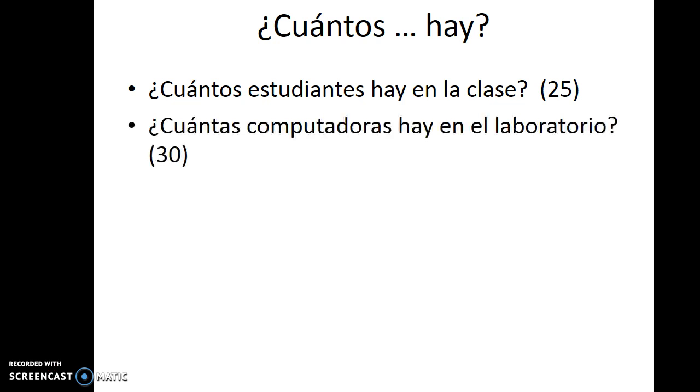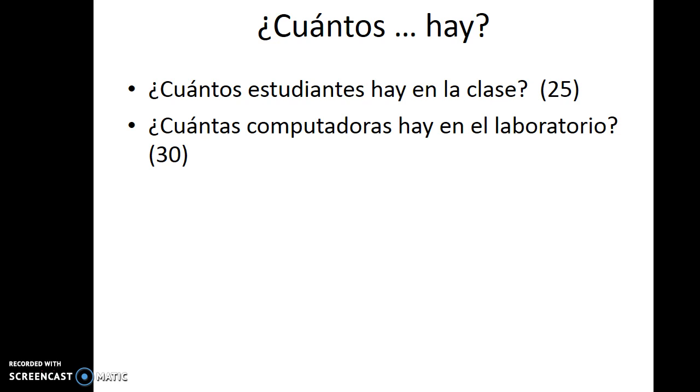Okay. What about cuántas? Now we've changed it here from cuántos to cuántas because what do you notice about the word computadoras? Computadoras is feminine, it ends with an AS, it's plural. So we're going to make the word cuántos change to cuántas to agree with computadoras. So cuántas computadoras hay en el laboratorio? Let's say there are 30. So we'll start our answer with hay. Hay 30 computadoras.